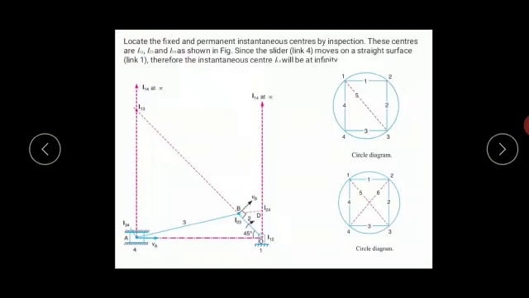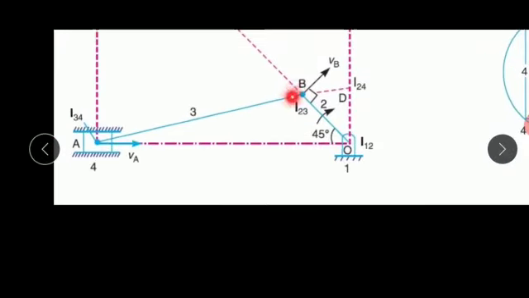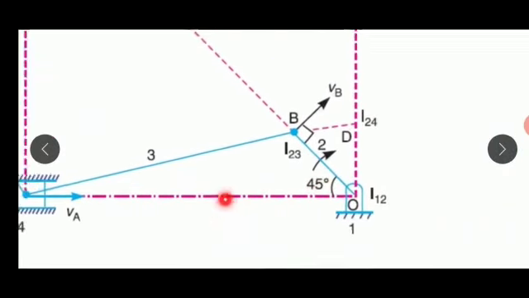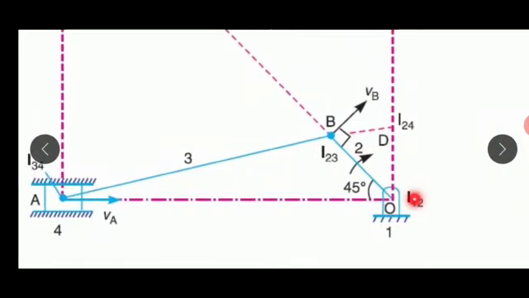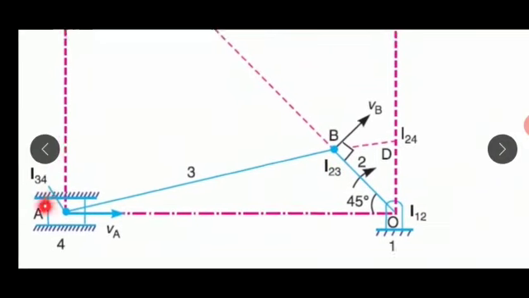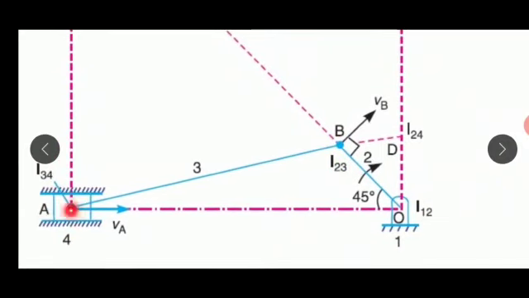To locate these, we have the sketch here. We have link 1 fixed, and link 2, so we have instantaneous center I12. Link 2 and link 3 meet at this pin joint, therefore the instantaneous center I23 is here. Link 3 and link 4 meet at this other pin joint, where we have I34. Now we have I14, between the fixed link 1 and the slider, which is 4.